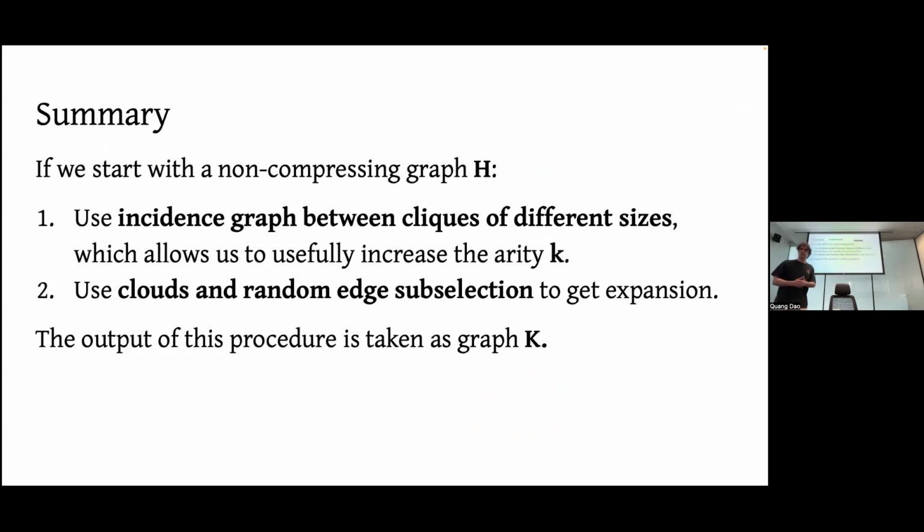So in summary, our algorithm, when given an input non-compressing graph H, is going to first do this incidence graph trick between cliques of different sizes. And then we'll use the clouds and the random edges to boost from that to expansion. The output is just taken as the graph K.